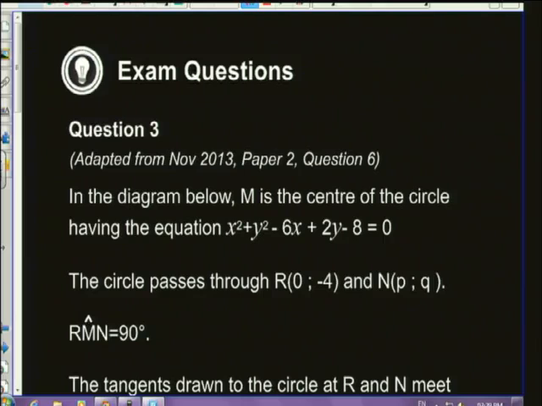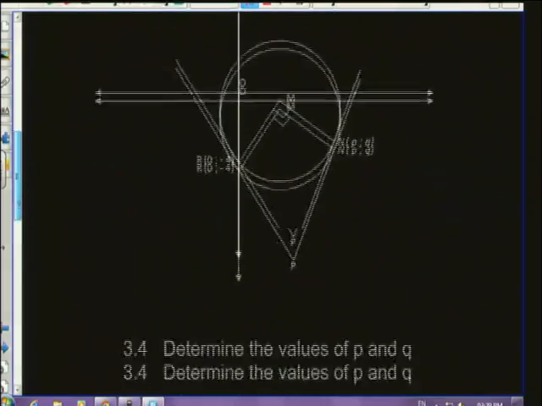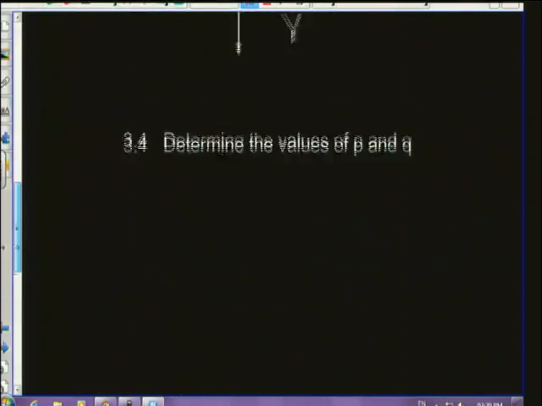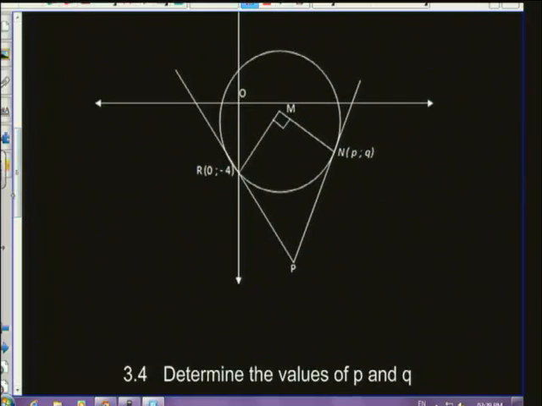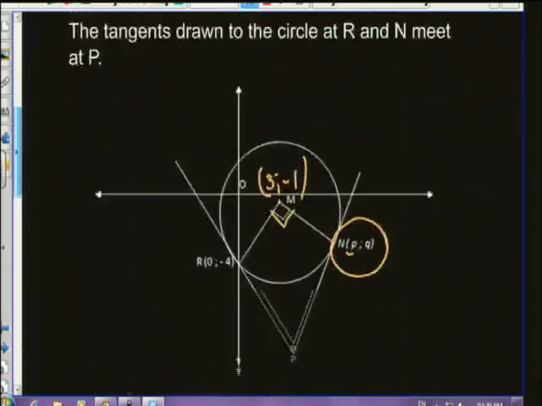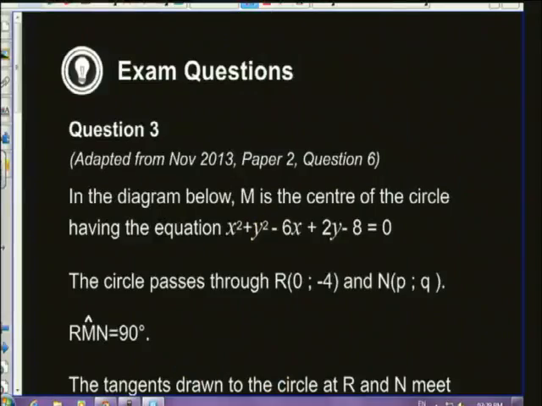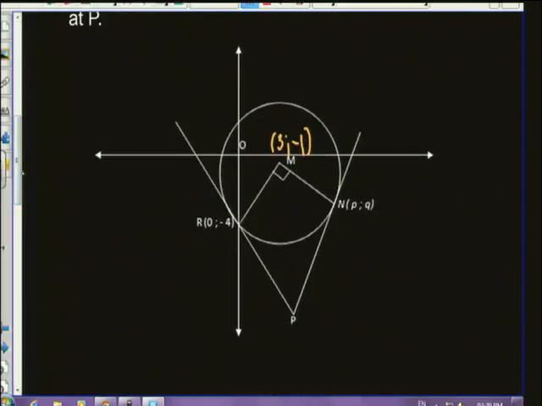Moving right along. Now they say determine the values of P and Q. Okay, remember this is 3, -1. Okay, we need to work out the values now of P and Q. And we know that Q is 2 minus P. So Q is equal to 2 minus P.